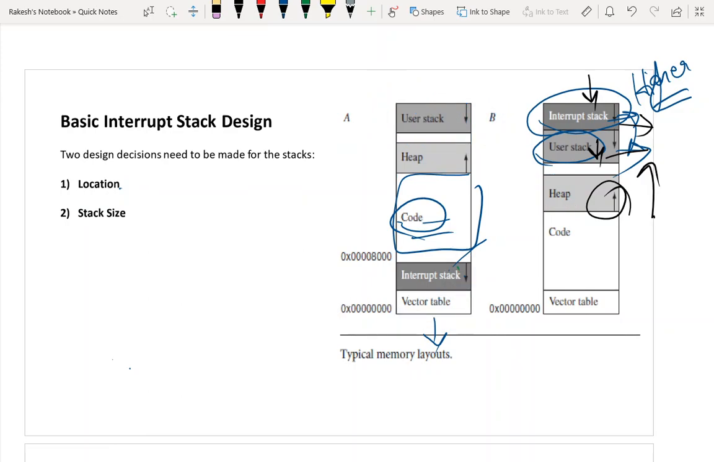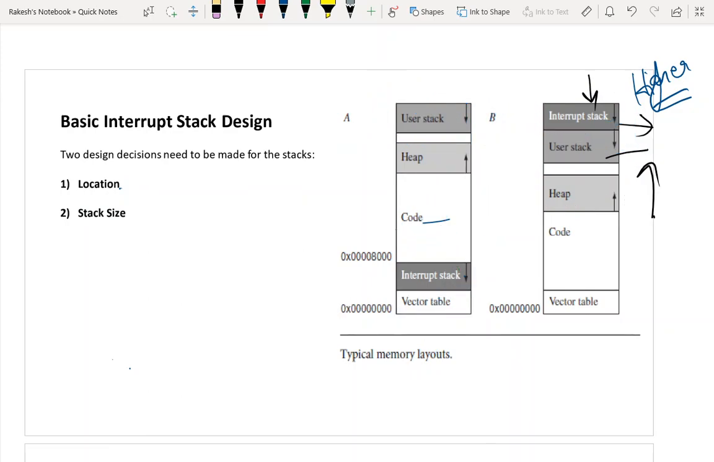Okay, then which one is more advantageous among these two, memory layout A or memory layout B? See, let me discuss that one. As we said here, the interrupt stack is arranged beneath the code segment, whereas here the interrupt stack is arranged at the top of the memory addresses. So of course, the one advantage that layout B has over A is that B doesn't corrupt the vector table, and that is very important. So B definitely has one big advantage.